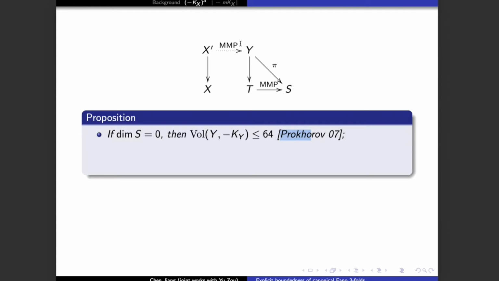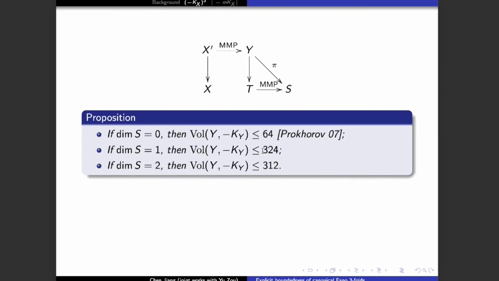And then the interesting case is when the dimension of S is 1 or 2. So in this case, we get a non-trivial fibration. And this fibration will help us to bound the volume in the end by some induction method. So say if the dimension of S is 1, we show that it's bounded from above by 324. And if the dimension of S is 2, then the volume is bounded from above by 312.